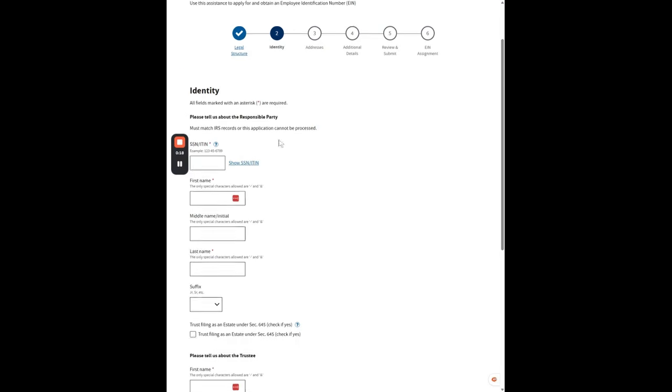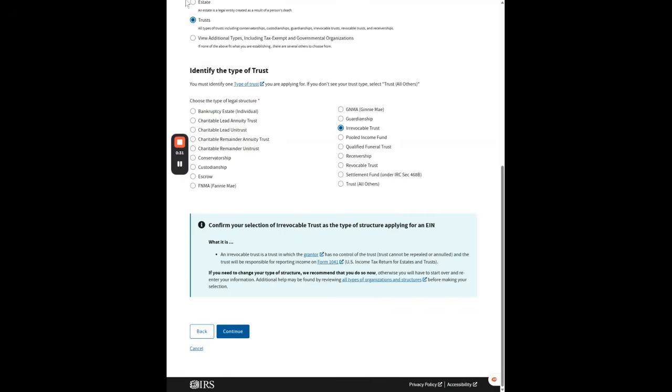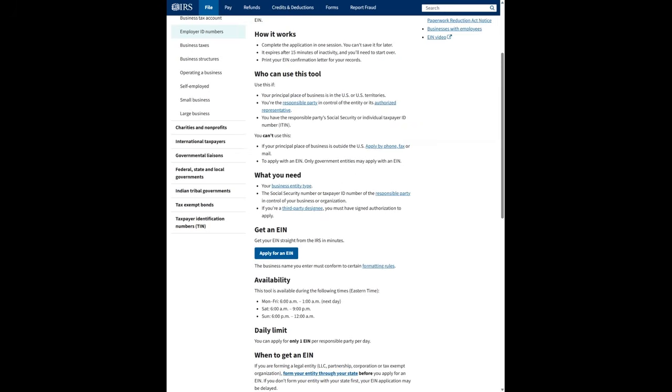Next is box 6, which asks for the county and state where the principal business is located. For a trust, this is generally the county and state where the trust is being administered. So in many cases, that's where the acting trustee lives and is managing the trust affairs. Then we get to 7A and 7B, the responsible party section.